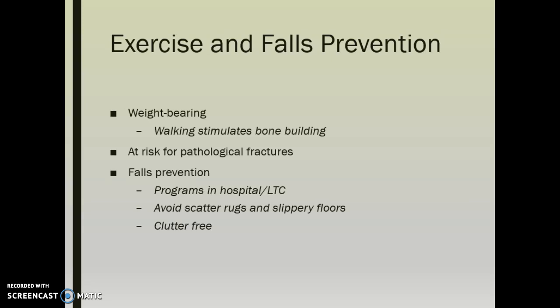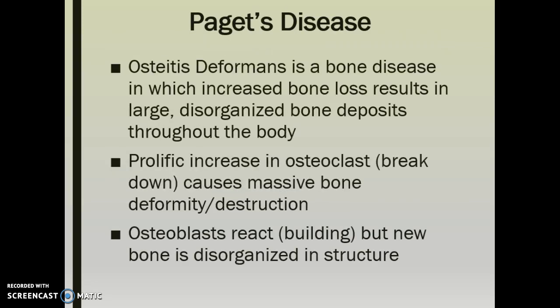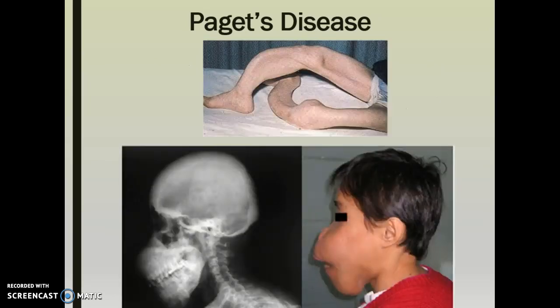aren't as strong. Next, we're going to talk about Paget's disease. This is not a very common disease at all. It's a bone disease in which increased bone loss results in large disorganized bone deposits throughout the body. It's pretty horrific in what it does to the person and what they look like. Here are some pictures of patients with Paget's disease. So you can imagine the psychosocial issues that go along with this.